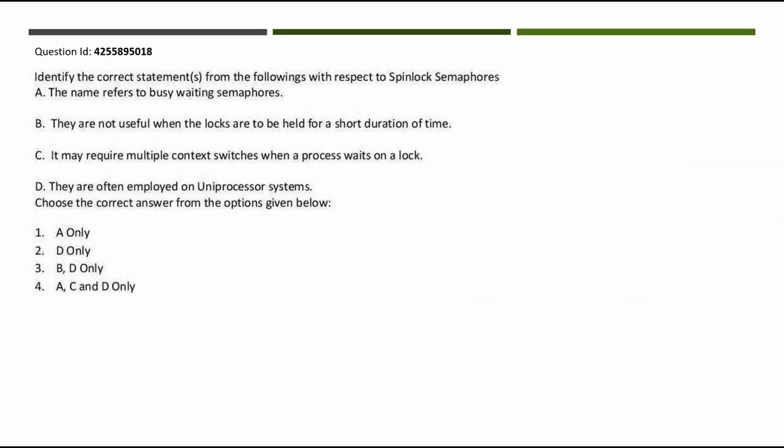Identify the correct statement from the following with respect to spinlock semaphores. Let's see the statements now. A: The name refers to busy waiting semaphores. So here they are asking for correct statements. B states they are not useful when the locks are to be held for a short duration of time. C states it may require multiple context switches when a process waits on a lock. D states they are often employed on uniprocessor systems. Now we have to check which are right.